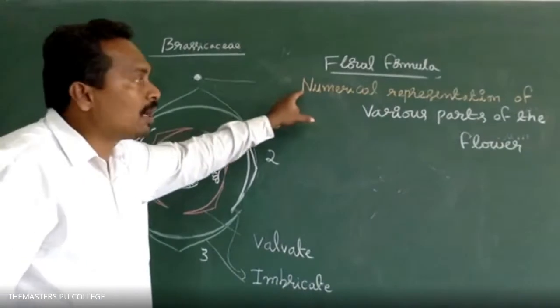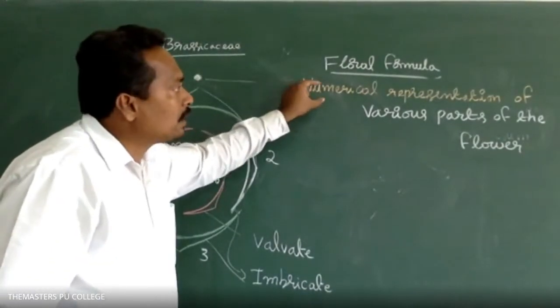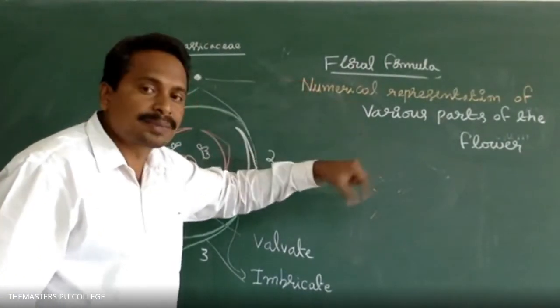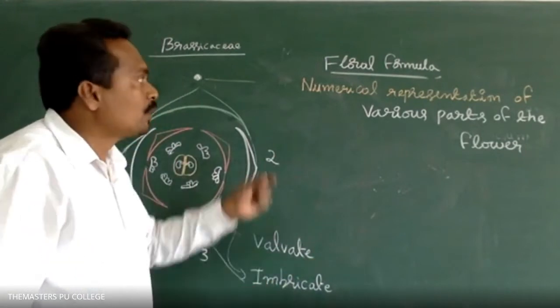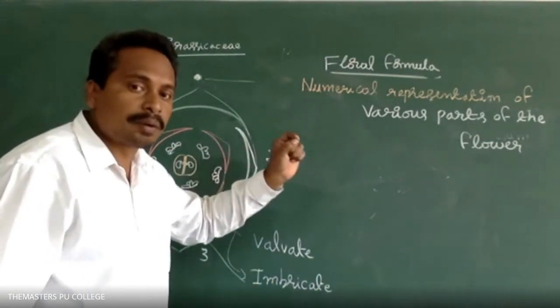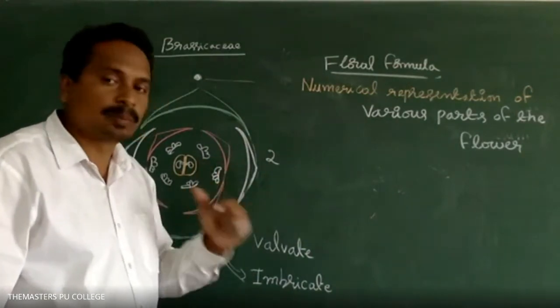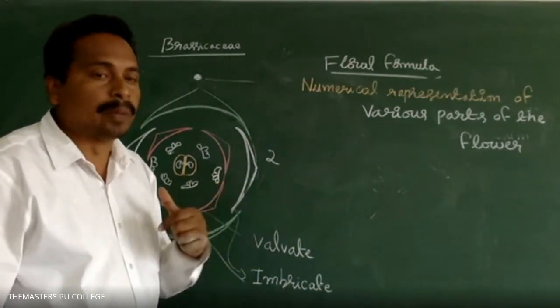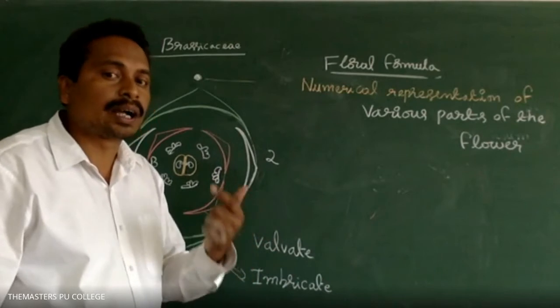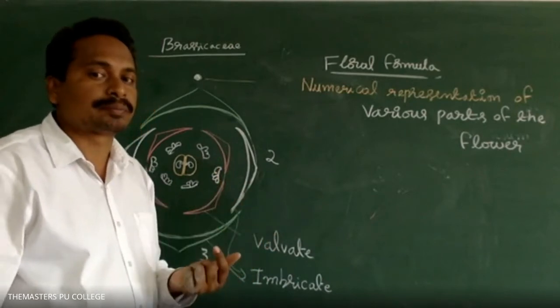Right, floral formula means the numerical representation of various parts of the flower. What are the parts of the flower? Main parts of the flower: calyx, corolla, androecium, and gynoecium.